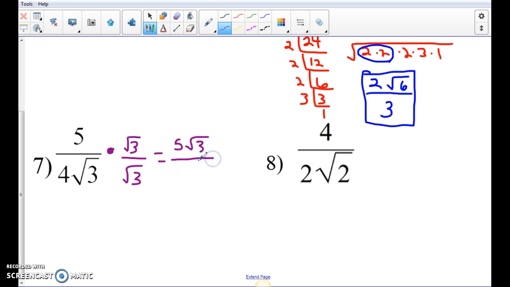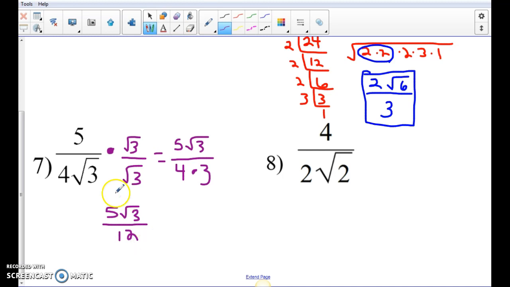Now on the bottom, I have a 4, right? And now I'm multiplying radical 3 times radical 3. Now remember we said that anytime you multiply a radical by itself, it gets rid of the radical. It's the inverse. So really I have 4 times 3 on the bottom. So the last step I want to do is just simplify that denominator. So now I have 5 radical 3 over 4 times 3, which is really 12.